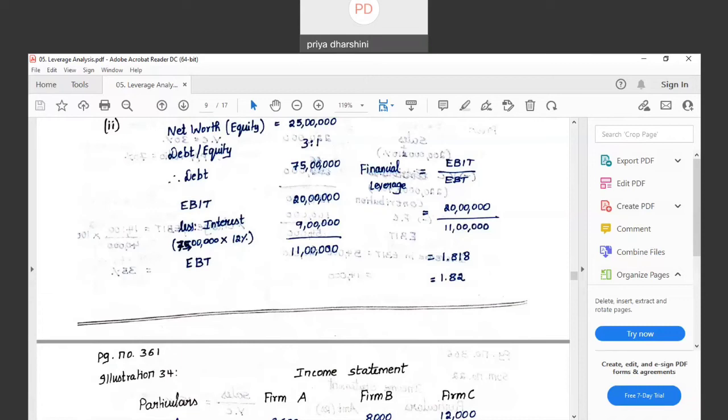EBIT minus interest will give you EBT. What is the question? Find out financial leverage. Financial leverage is EBIT by EBT, which is 20 lakhs divided by 11 lakhs, you get 1.82. Is it understood?